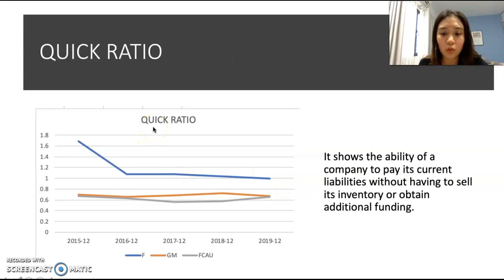Next is the quick ratio, which shows the ability of a company to pay its current liabilities without having to sell its inventory or obtain additional funding. Though the quick ratio of F company decreased, it is still higher than 1, so it means the company is likely to get rid of its current liabilities. Meanwhile, GM and FCAU have quick ratios that are less than 1, which means the two companies may not be able to fully pay off their current liabilities in the short term.